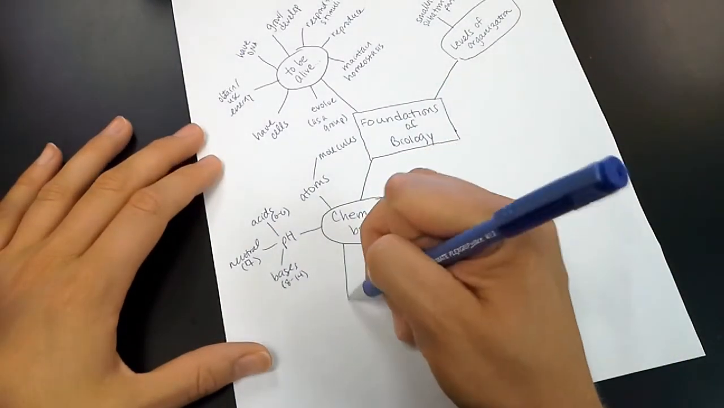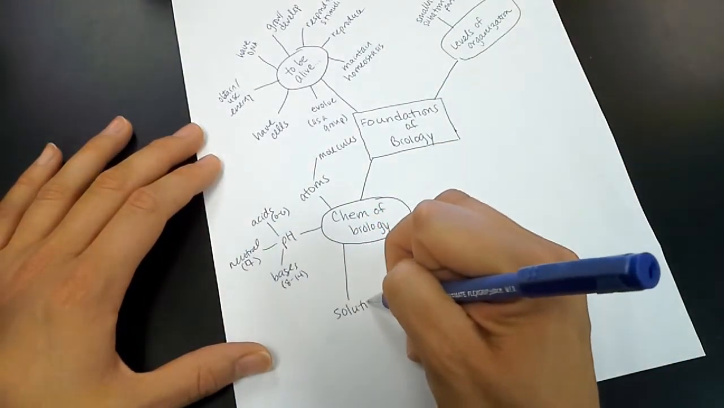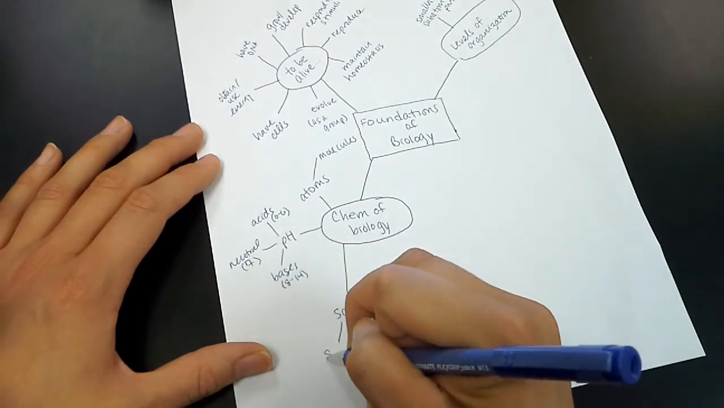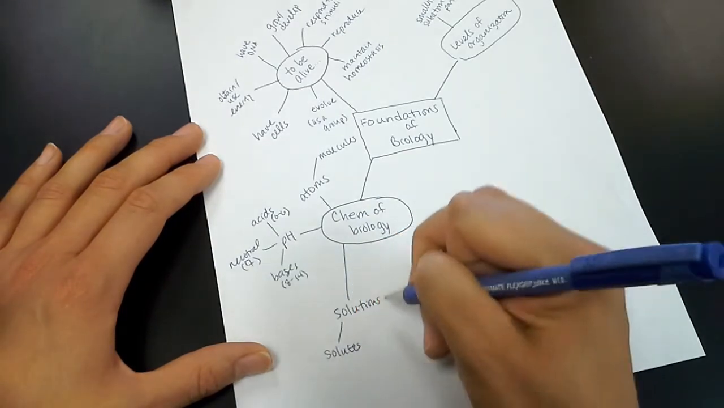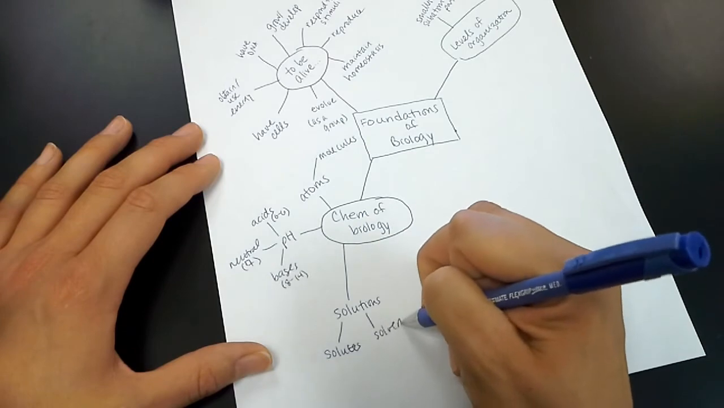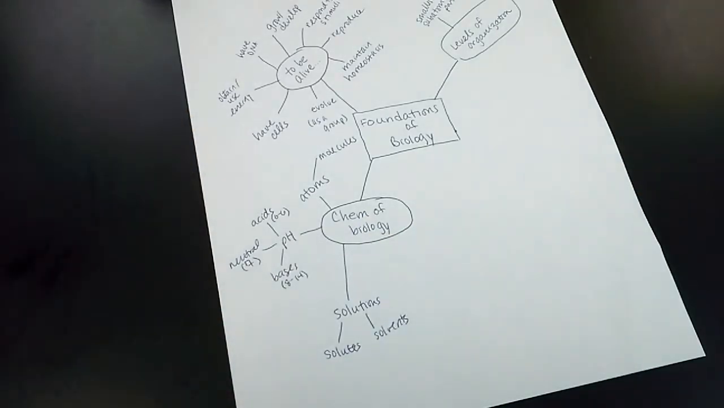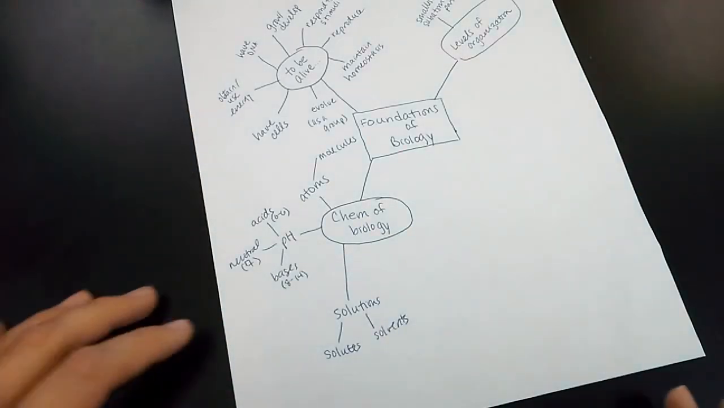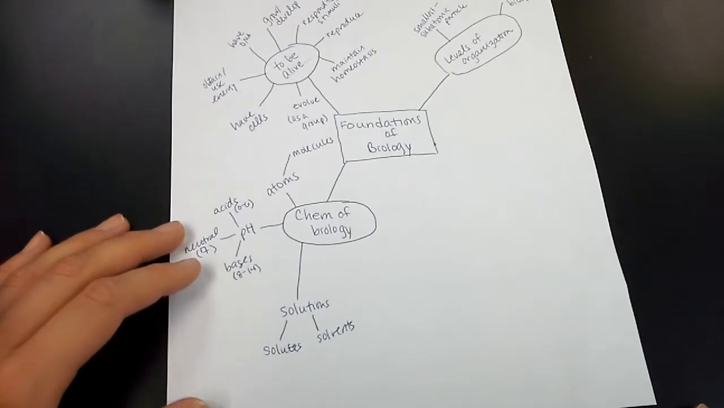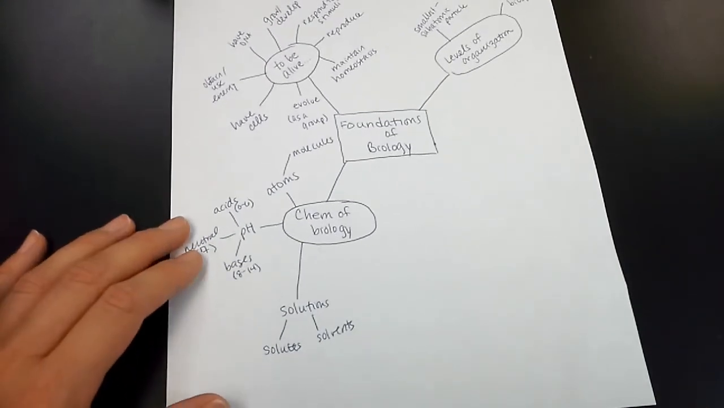We looked at solutions, and we say that they're made out of solutes plus solvents. A solute would be what dissolves, so like sugar. Solvent would be what's doing the dissolving, like water. The solution would be sugar water.